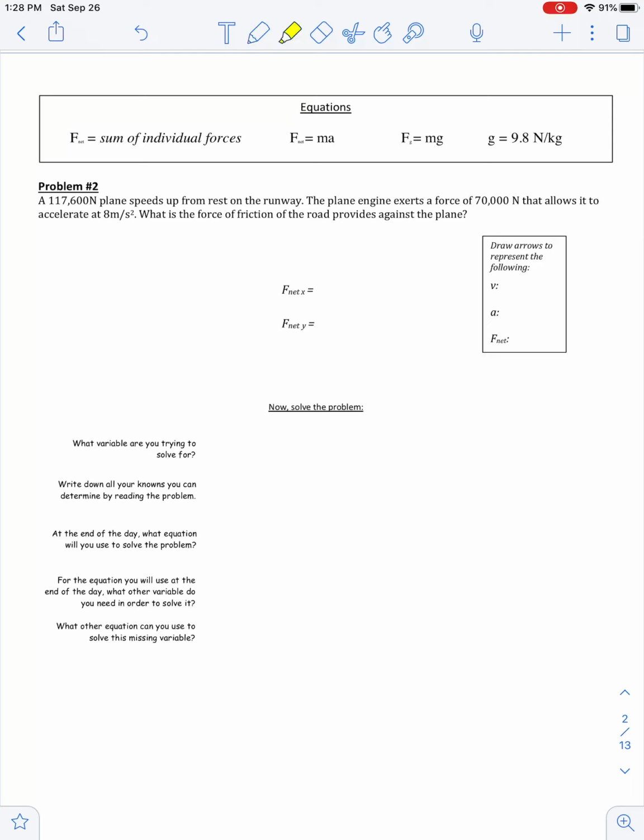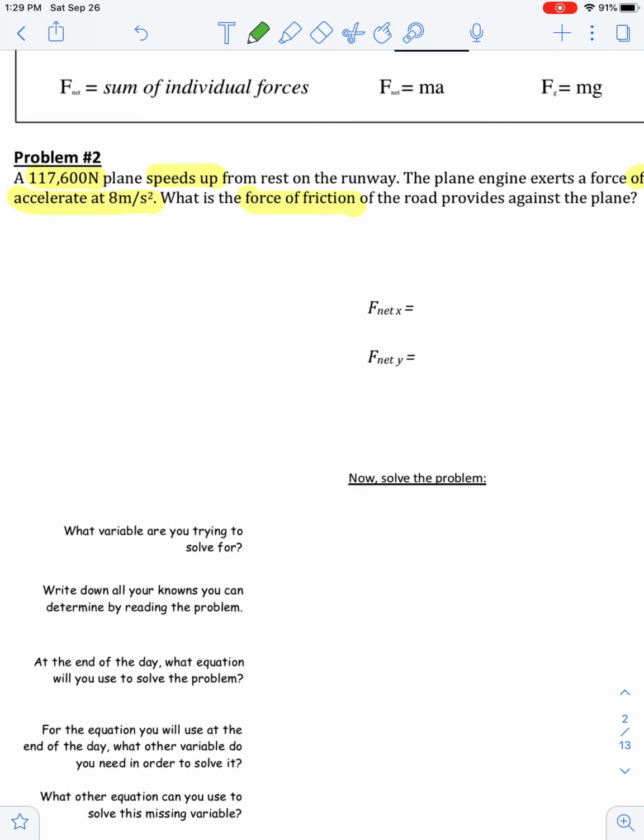Problem number 2, in a 117,600 Newton plane speeds up from rest on a runway. The plane engine exerts a force of 70,000 newtons that allows it to accelerate at 8 meters per second squared. What is the force of friction acting against the plane?